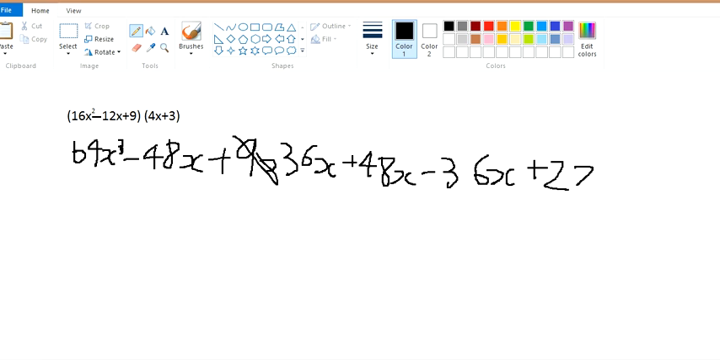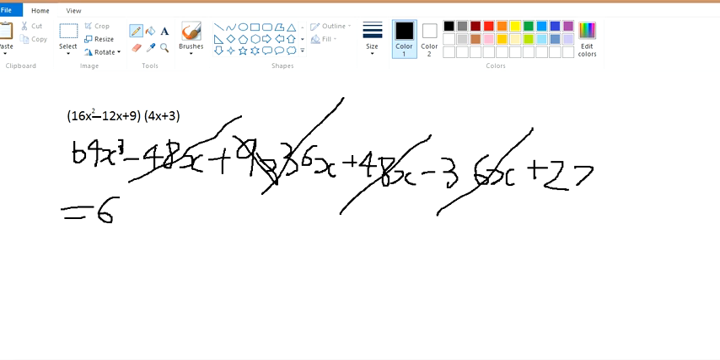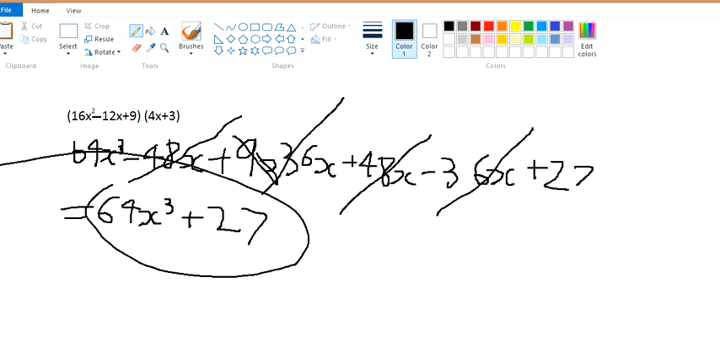Alright, there's a very special rule that applies to this form, and we shall see it right now. Negative 48x cancels out with positive 48x, plus 36 cancels out with minus 36. What we end up with is a very pretty 64x cubed plus 27. Now, note this. This is the sum of two perfect cubes. It's 4x cubed plus 3 cubed.